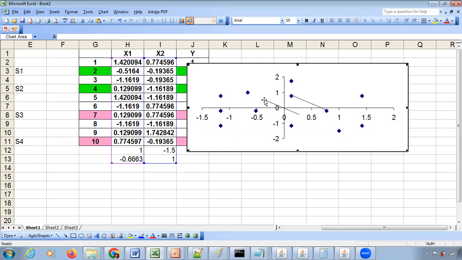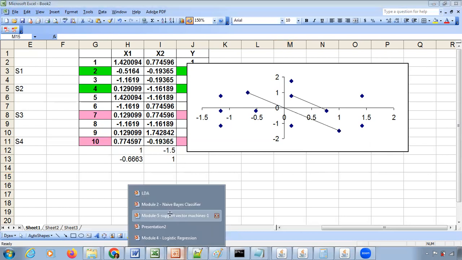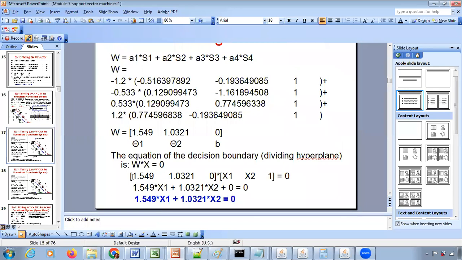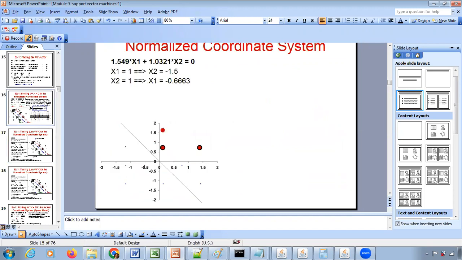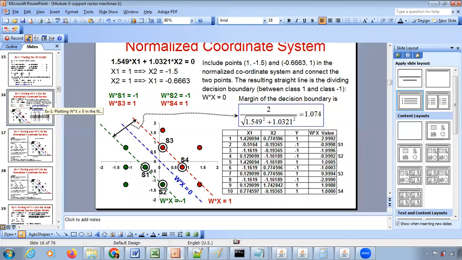So you can just draw a line that connects these 2 points, and it will go to the origin in this case because that's the nature of the equation. So this is the equation, w times x equals 0, where w is basically the weight vector given by 1.549 and 1.0321 and 0 as the bias. Okay, and you can cross-check. It will satisfy these 4 equations as well that we used as a basis to come up with the values for A1, A2, A3, A4.